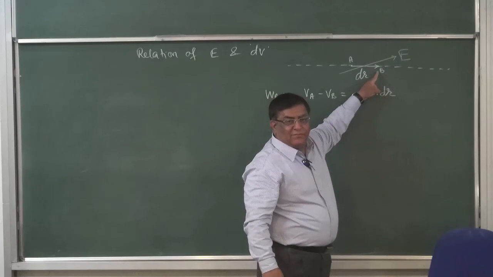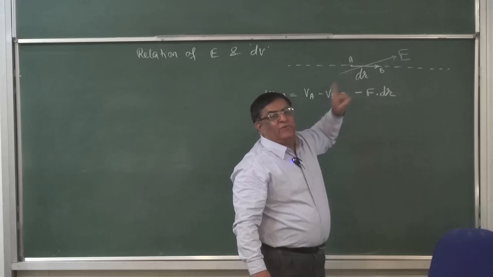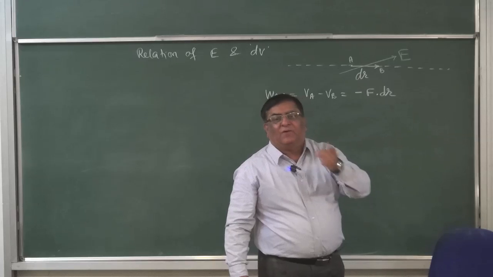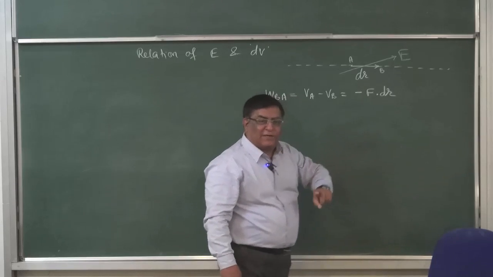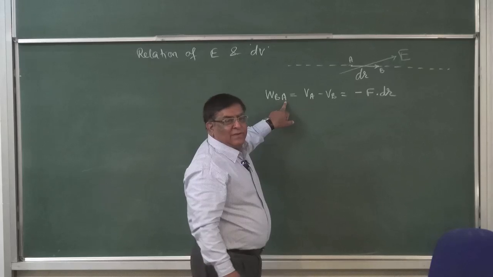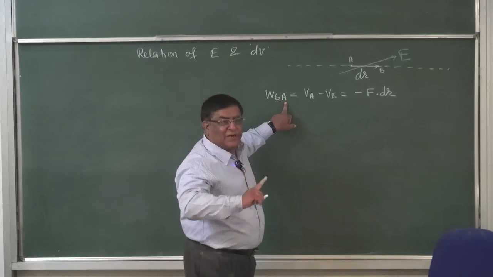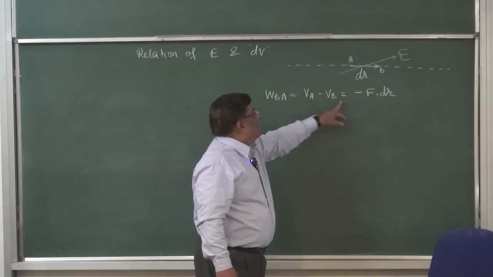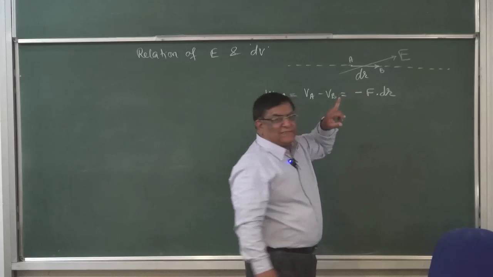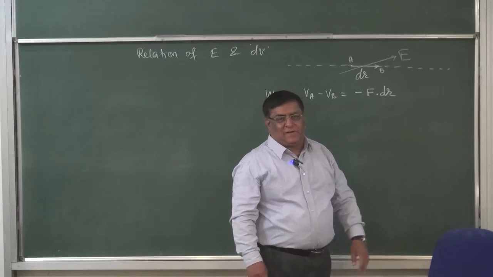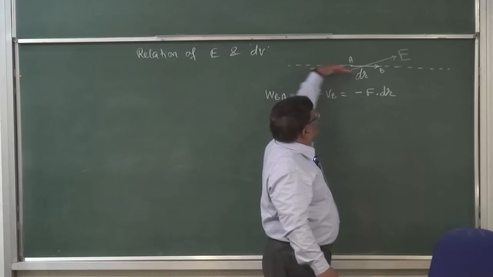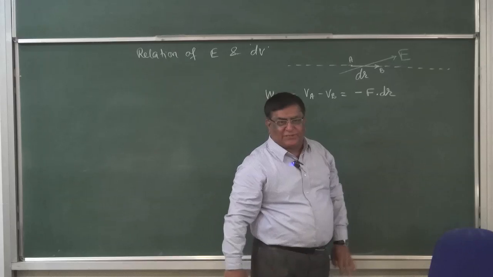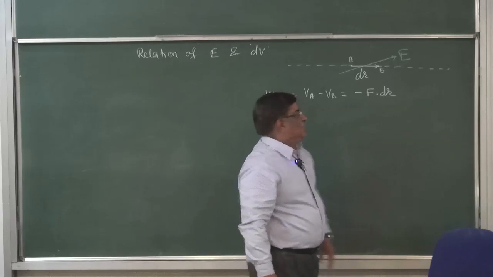What is the initial position? B. What is the final position? A. So, for potential difference, it is final minus initial: VA minus VB. When we write work done, we write it from B to A, and when we write potential difference, we write final minus initial. This point clear? And this is F into dr. Why minus? Because dr has a direction in this direction and F is in this direction. These two vectors are opposite to each other. So, minus.